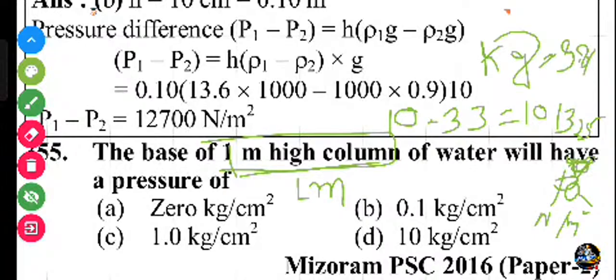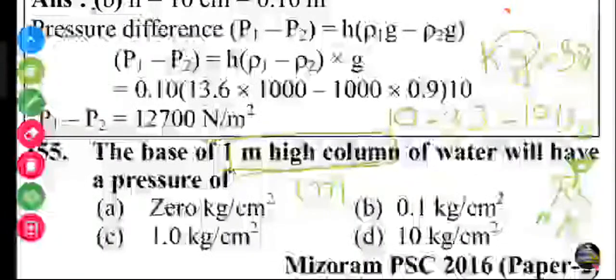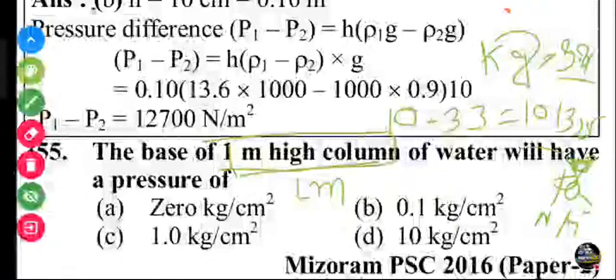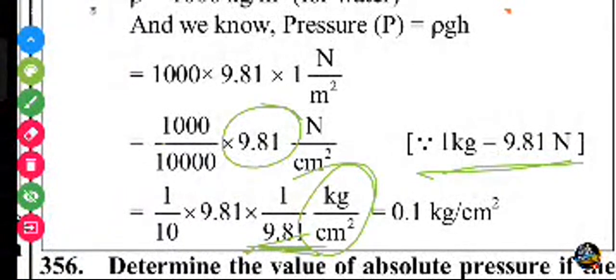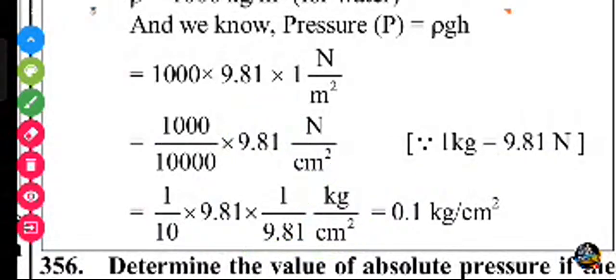So kg is equal to N divided by 9.81. Then the unit comes, and convert meter to centimeter, then you get the answer. Let's check here. Here you can see 1 kg equals 9.81 N. Here 9.81 is multiplied, and for kg it is divided. So the unit is converted to kg per centimeter square.